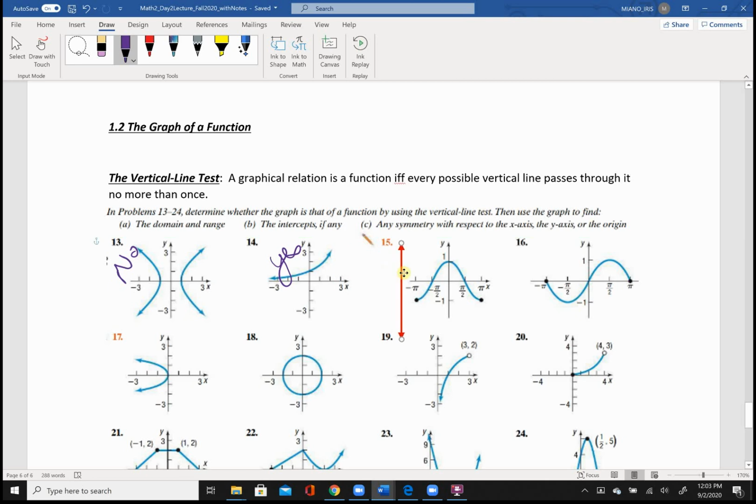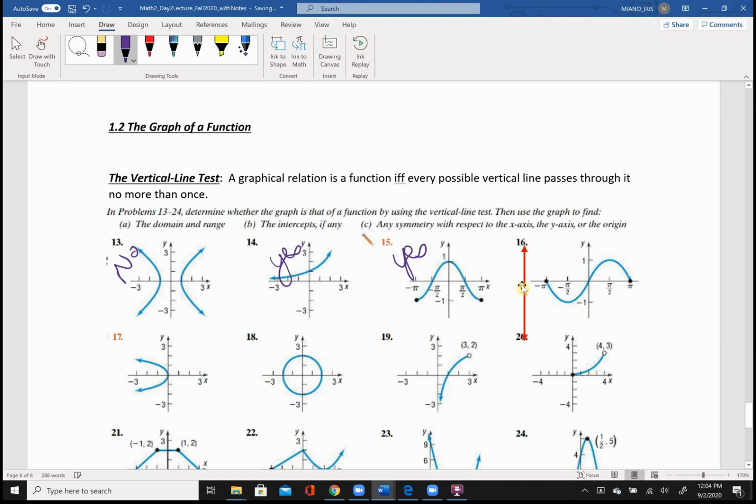Okay, moving on to 15. It looks like we are passing the vertical line test. Did you see how I did that sweep and it did not cross more than once? So it's yes, a function. We have here a y-intercept at 1, x-intercepts at positive and negative pi over 2. We have symmetry over the y-axis, because if you were to fold it in half on the y-axis, the trajectories would lay on top of each other.